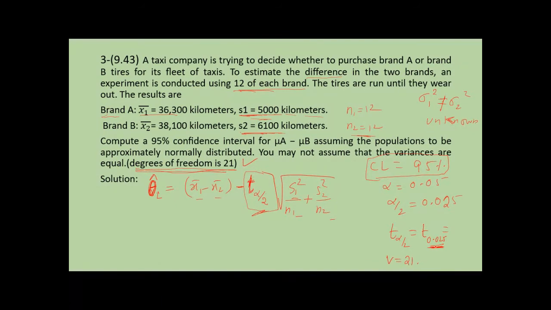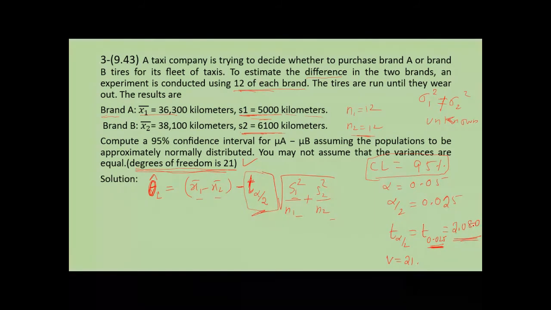B is 21. Alpha, the top row reads 0.025. Go to the T table and you will find the table value of T. We call it the critical value T. In the table we get the T value as 2.080.